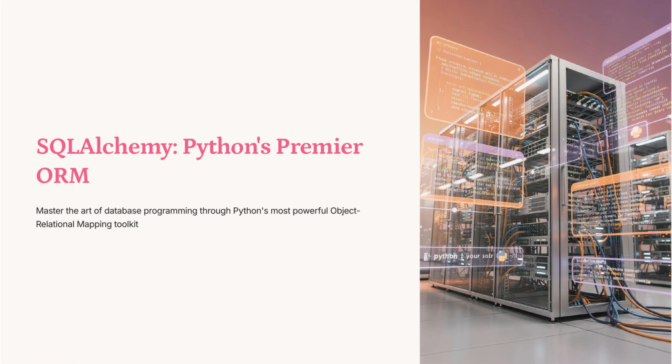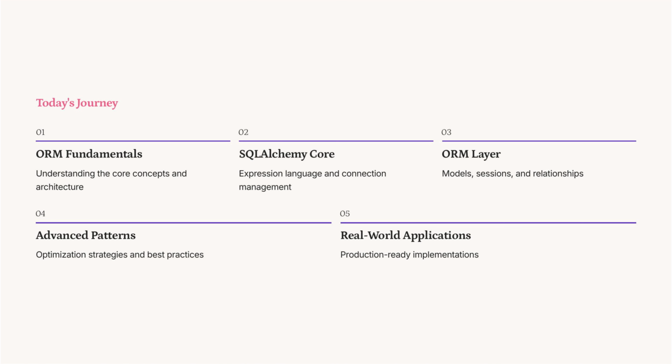SQLAlchemy is a powerful object relational mapping toolkit in Python, enabling seamless interaction between Python objects and relational databases. It provides a high-level abstraction for database operations, allowing developers to focus on application logic rather than structured query language syntax. Key features include an expression language for complex queries and a robust object relational mapping layer for managing models and relationships.